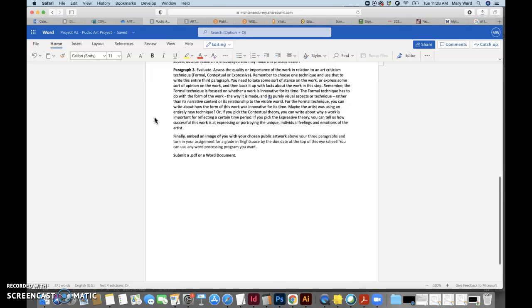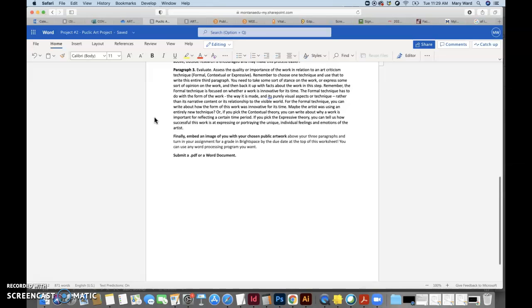Remember, the formal technique is focused on whether the work is innovative for its time. It has to do with the form of the work, the way it's made. It's purely visual aspects or techniques used rather than the meaning of the work. For the formal technique, you can write about how the work was innovative for its time. Maybe the artist was using an entirely new technique.